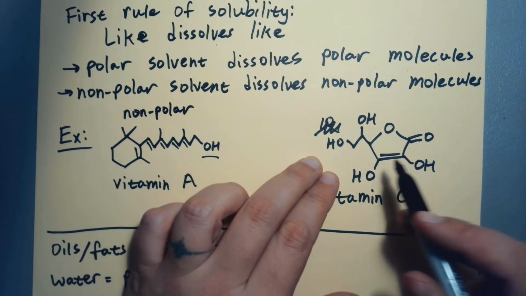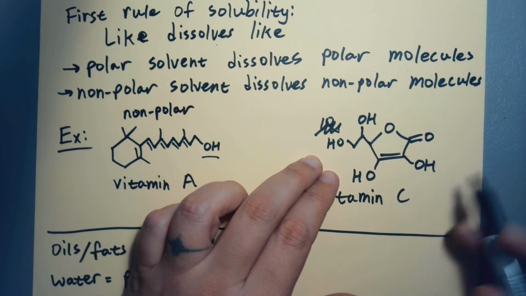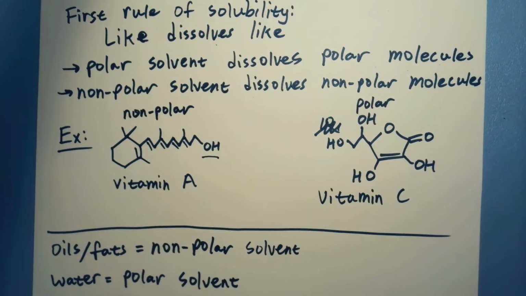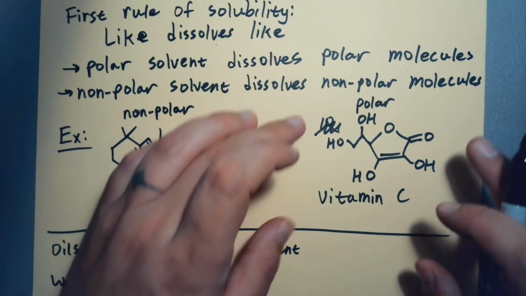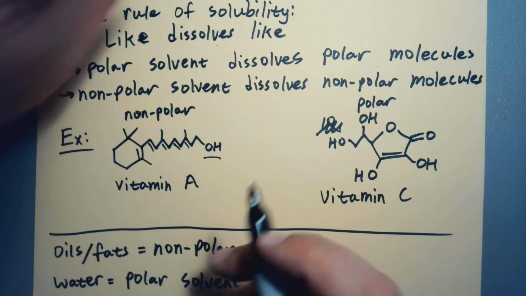We get over to vitamin C. This is polar, this is polar. We've got polarity over here, polarity, polarity. This is a polar molecule, and it's a hydrogen bonding machine. So this being nonpolar and this being polar means that our polar solvent is going to dissolve the polar molecule, and our nonpolar solvent is going to dissolve the nonpolar molecule.